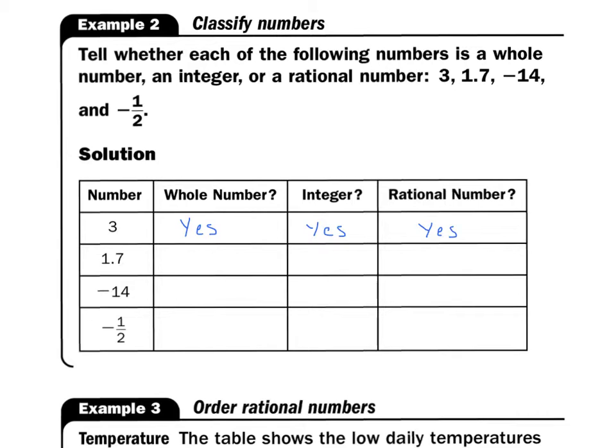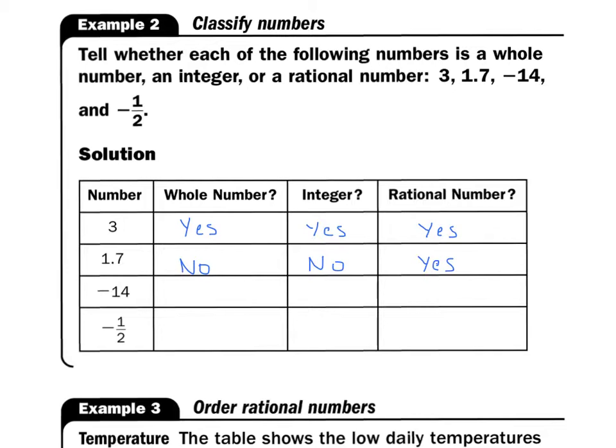Now, 1.7 is not a whole number, because it has a whole and a part. But is it an integer? No, because an integer, again, has to be one of the counting numbers, but that also can be negative. Is it rational? Yes. We know this is rational because it is a decimal that has an end to it.